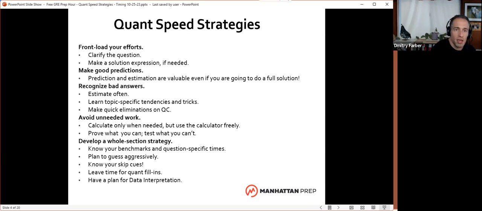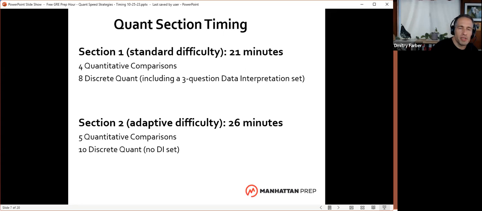So let's look at, first off, just in case you haven't seen, what the timing now looks like for the test. So you're going to have 2 sections, and if you know that the GRE is adaptive, right? The second section will depend in its difficulty, but not in its length, on how you did in the first section. So your first section is 21 minutes. Your second is 26 minutes.